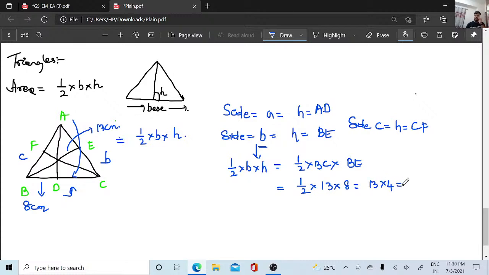What is 13 fourza, people? 26, 52 centimeter. Yes or no? 52 centimeter. This is how you guys will find it out.